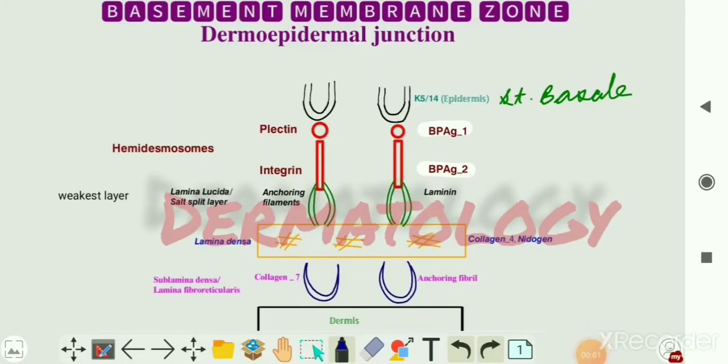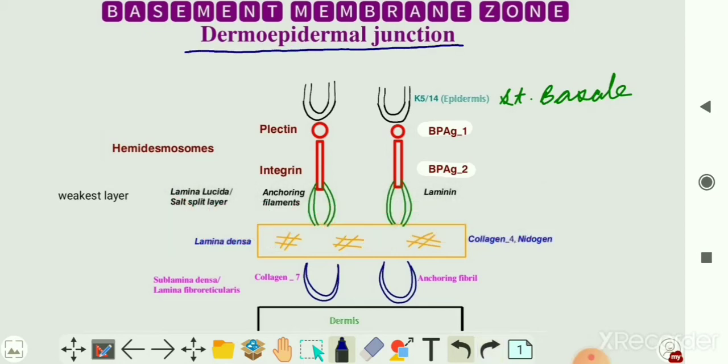Everyone, this is Adil. Today I am going to talk about the basement membrane zone, which is also known as the dermoepidermal junction. This junction is found between the epidermis and the dermis.